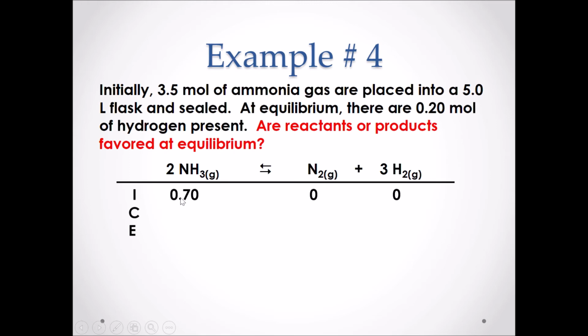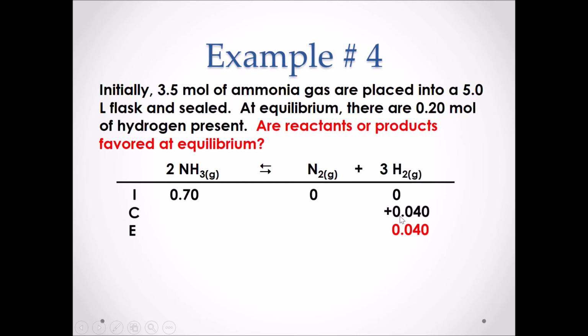Initially, we have 0.70 moles per liter of ammonia gas. Remember, we have to take the moles of ammonia gas and divide it by the volume, 5 liters. And there were no values given for our products, so initially we will assume they are 0. They then give us the moles of hydrogen gas at equilibrium, which we then have to divide by 5 liters to get concentration. Once we have the initial and equilibrium values for H2 gas, we can determine the change.